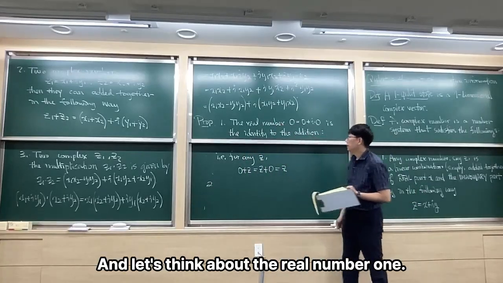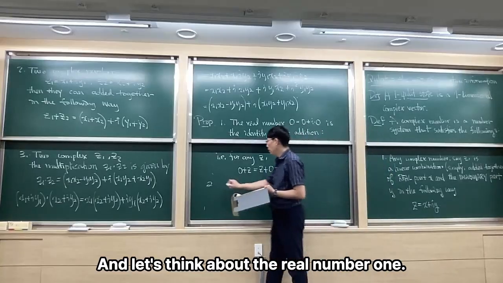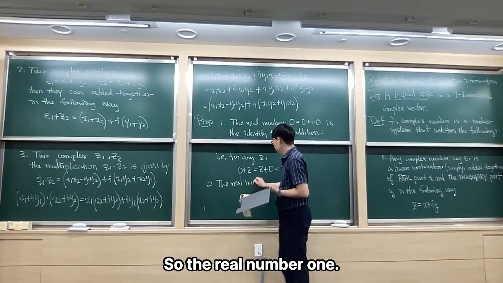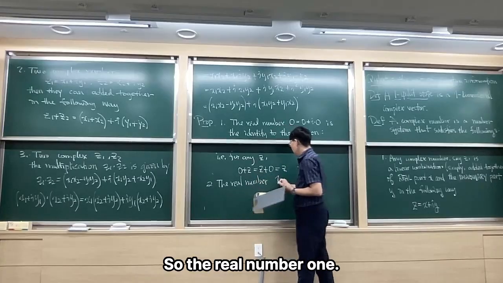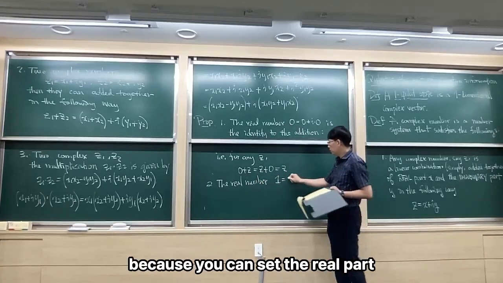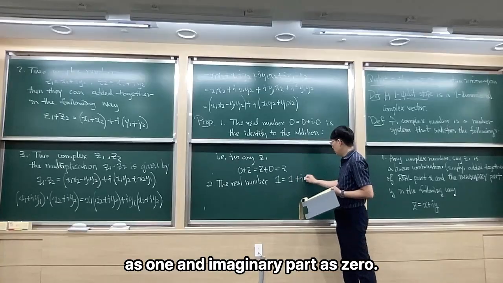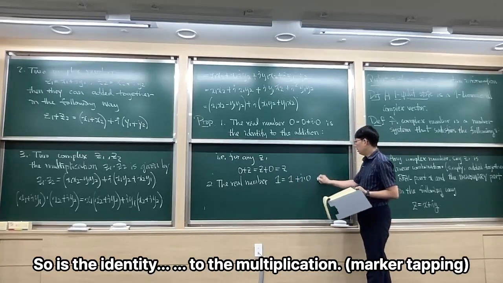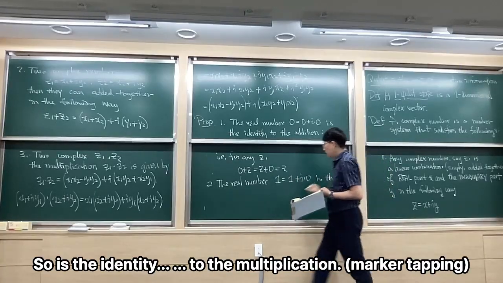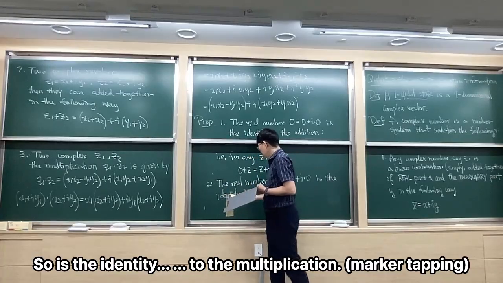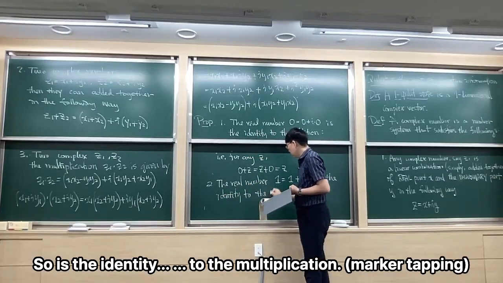And let's think about the real number 1. So the real number 1 is also a complex number, because you can set the real part as 1 and the imaginary part as 0. So it is the identity to the multiplication.